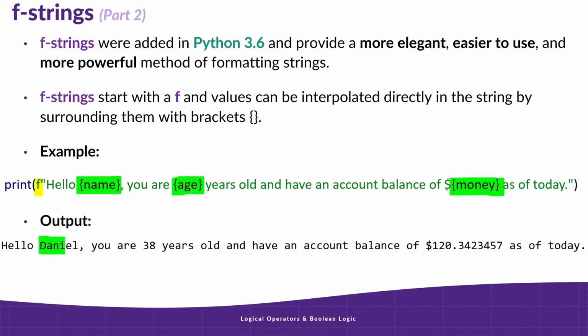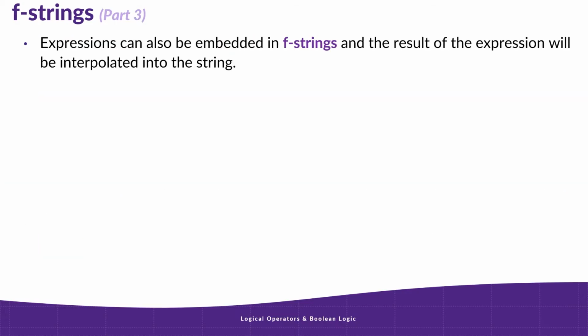So the output would look something like this, assuming we had the value Daniel for name, the value 38 for age, and the value 120.3423457 for money. So this makes it really easy. You don't have to worry about casting. You don't have to worry about concatenating strings or messing with the print function. You can just type it as you want with these brackets, and Python will put the values in for you, so long as you have Python 3.6 or newer.